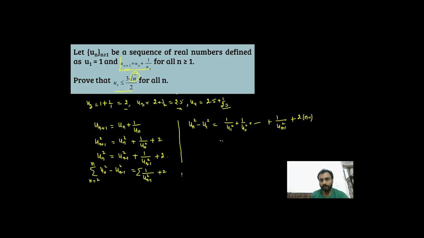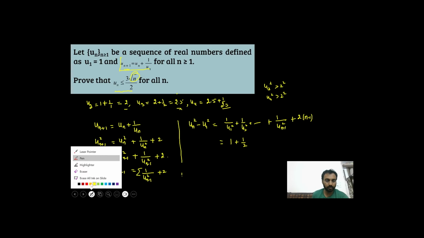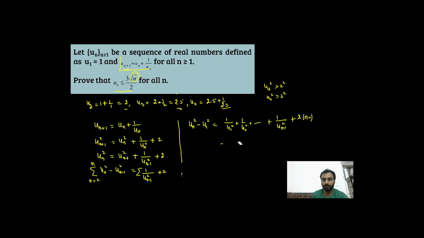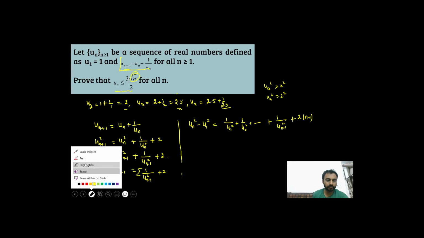So now what is 1/u_1^2? It is 1, and u_2^2 is 4, so it is 1/4, and in fact u_3^2 is greater than 2^2, u_4^2 is greater than 2^2, right? So we can make an inequality here by considering all of them, u_2^2, u_3^2 as 1/4.